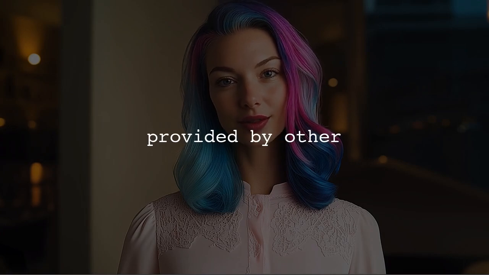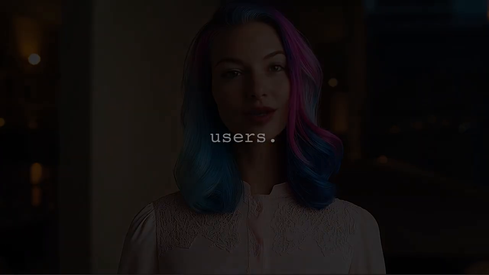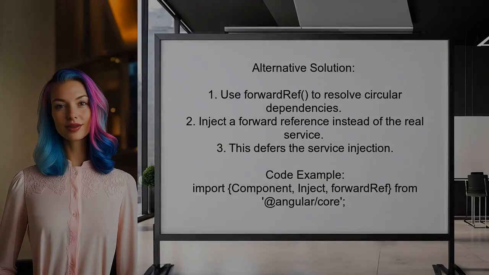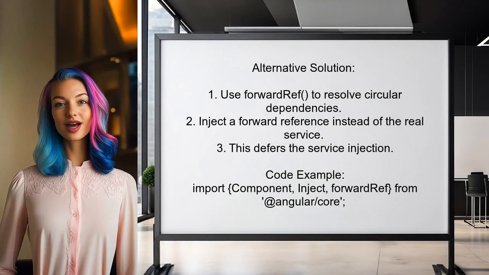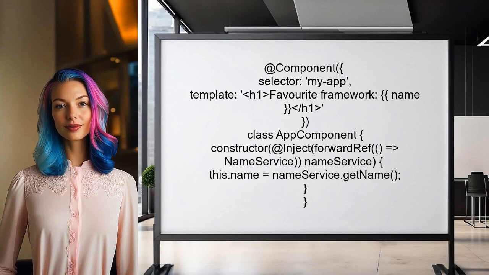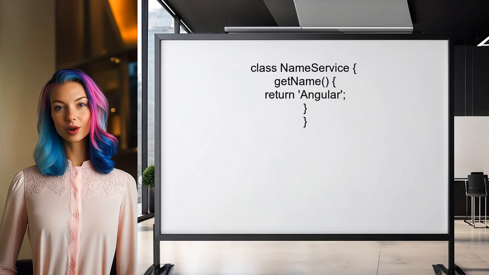Now, let's look at the answers provided by other users. An alternative solution to the circular dependency issue is to use the forwardRef function. This allows you to inject a forward reference instead of the actual service, deferring the service injection and resolving the circular dependency.